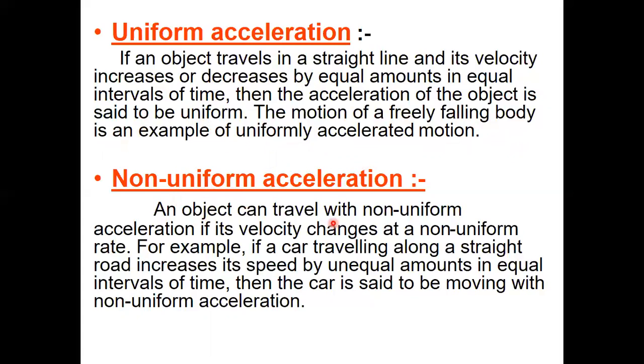Next, non-uniform acceleration. An object can travel with a non-uniform acceleration if its velocity changes at a non-uniform rate. For example, if a car is traveling along a straight road and it increases its speed by unequal amounts in equal intervals of time, then the car is said to be moving with a non-uniform acceleration.